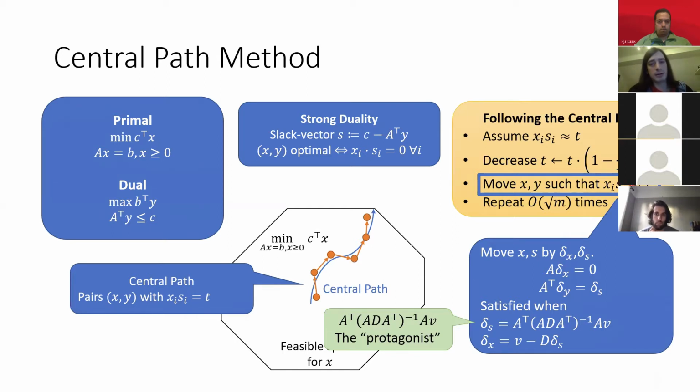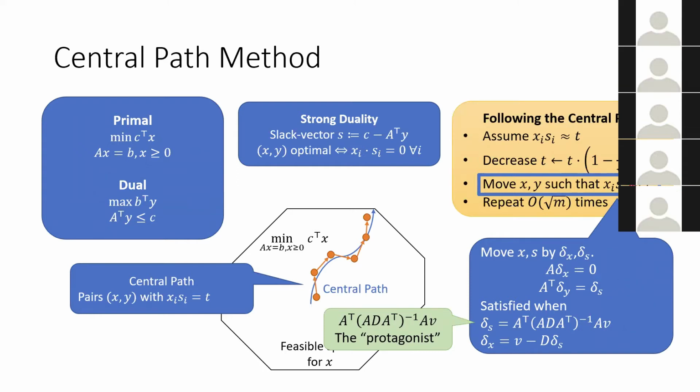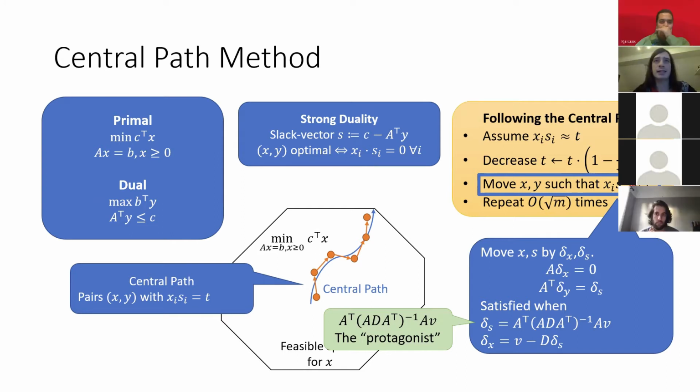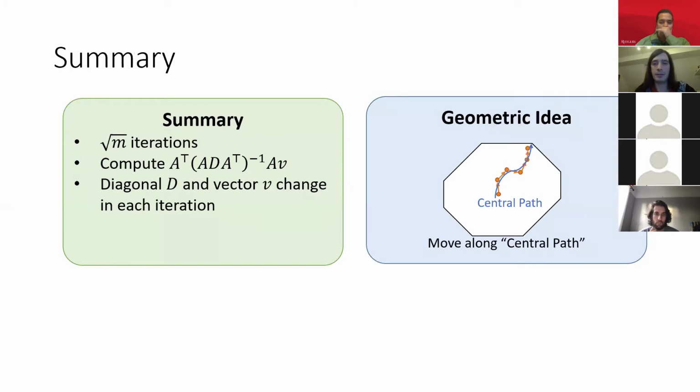And will it be clear from what you described that you are approximately maintaining this? It won't be clear why exactly we are able to maintain this property now. Oh, okay. All right, that's fine. So the main thing I just wanted to make clear here was that we have root m iterations. We need this expression here, and only d and v are going to change. And this geometric idea that we move along the central path. These are the only things that need to be remembered for the rest.